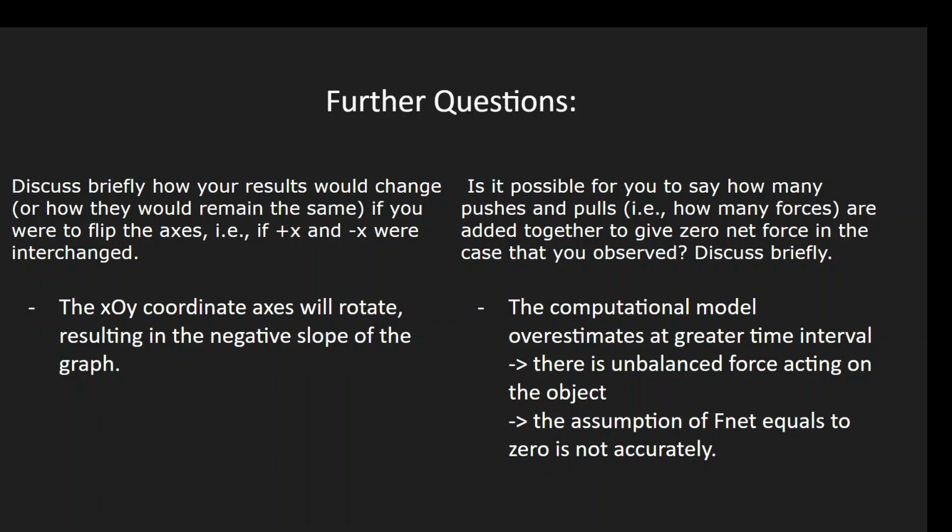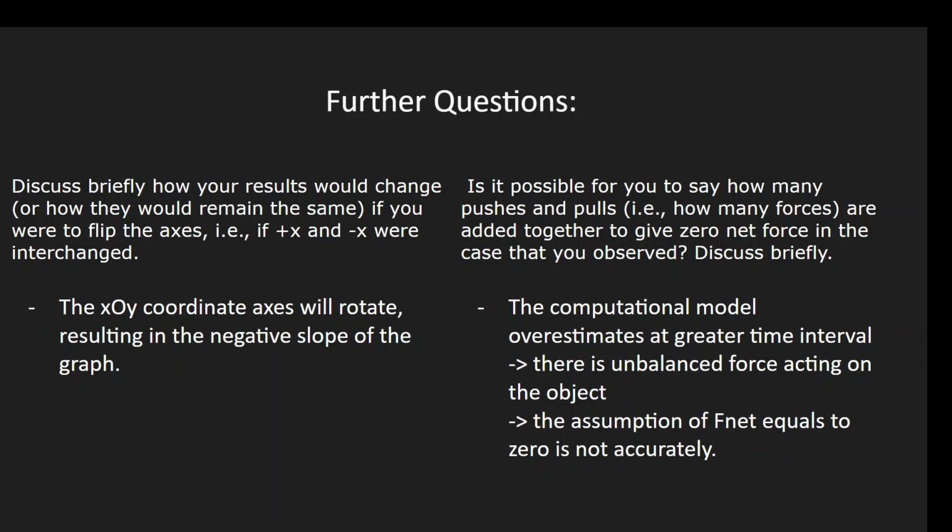How would the results change if I flip the axis? I think the x or y coordinate axis will rotate, resulting in a negative slope of the graph. And then, is it possible for me to say how many pushes and pulls, or how many forces, are added to give zero net force in the case that I observe?